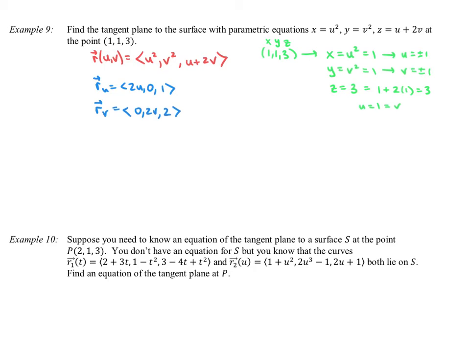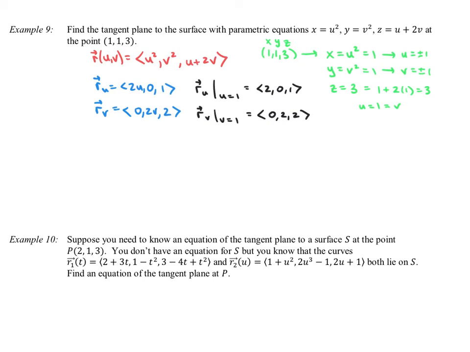Okay, so let's take a look then at these vectors based on the information we have. The vector r sub u, if we evaluate it at u equal to 1, would be simply 2, 0, and 1. And then r sub v evaluated at v equal to 1 would be 0, 2, and 2. Okay, so those are our two tangent vectors in the direction of u and v.